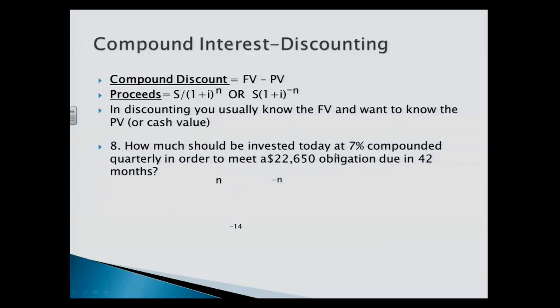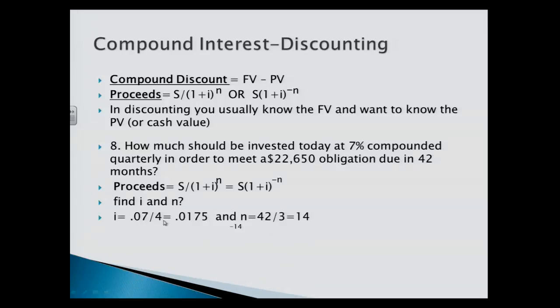How much should be invested today at 7% compounded quarterly in order to meet a $22,650 obligation due in 42 months? Ooh, I want you to pause. You need to solve for I and N. There is the present value or proceeds formula, I and N.